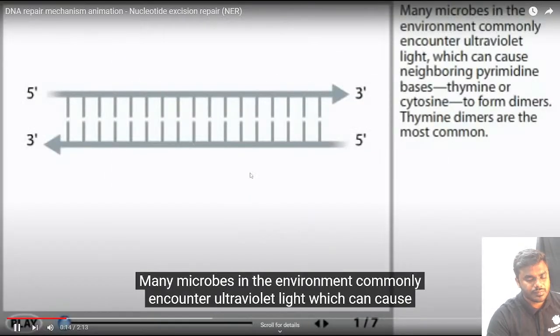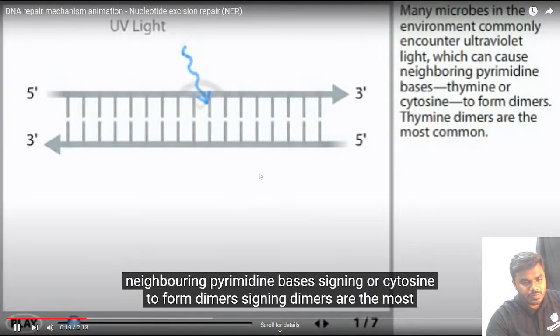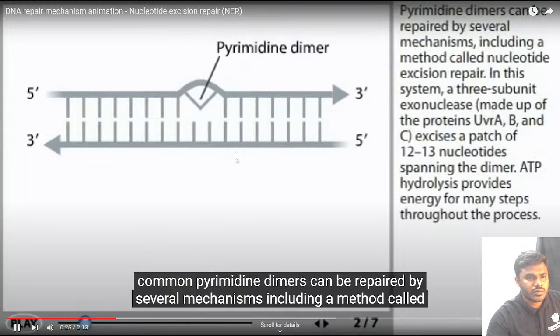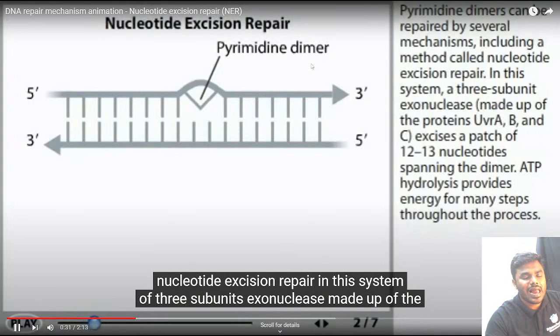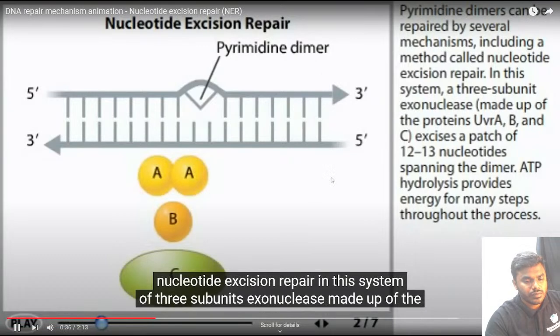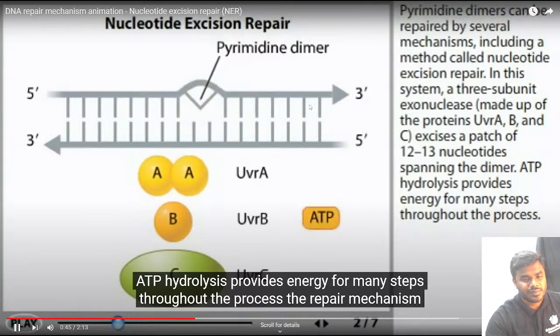Many microbes in the environment commonly encounter ultraviolet light, which can cause neighboring pyrimidine bases, thymine or cytosine, to form dimers. Thymine dimers are the most common. Pyrimidine dimers can be repaired by several mechanisms, including a method called nucleotide excision repair. In this system, a 3-subunit exonuclease made up of the proteins UVRA, B, and C excises a patch of 12 to 13 nucleotides spanning the dimer. ATP hydrolysis provides energy for many steps throughout the process.